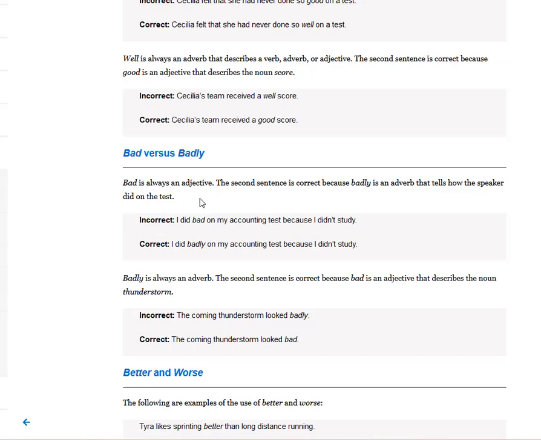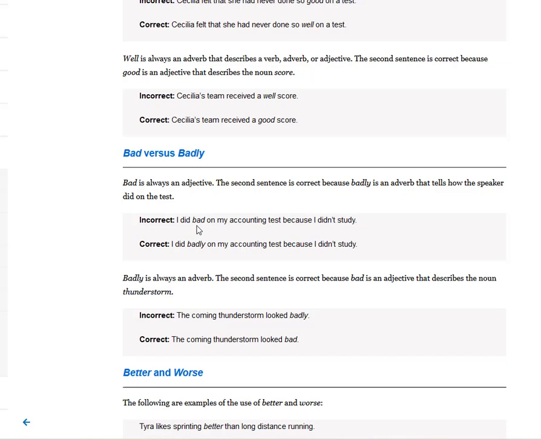Bad is always an adjective. The second sentence is correct because badly is an adverb that tells how the speaker did on the test. I did bad on my accounting test because I didn't study. And so this is incorrect because bad is always an adjective.